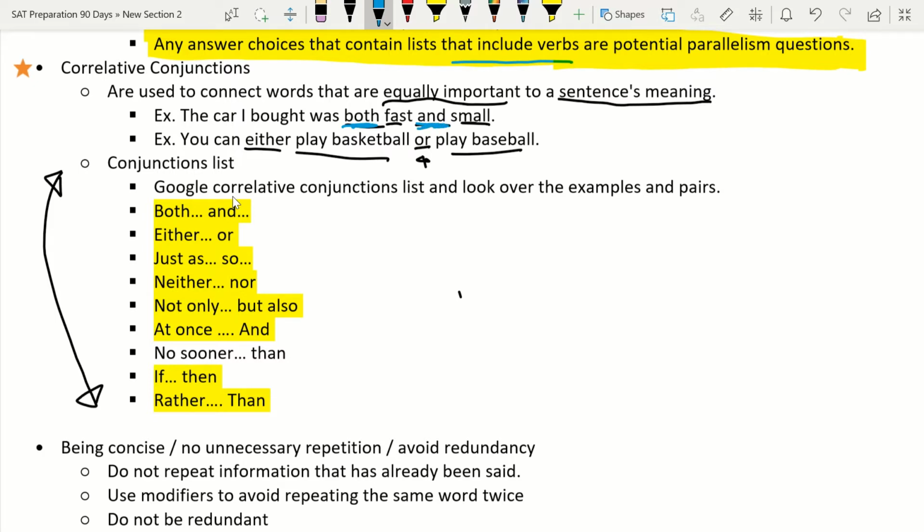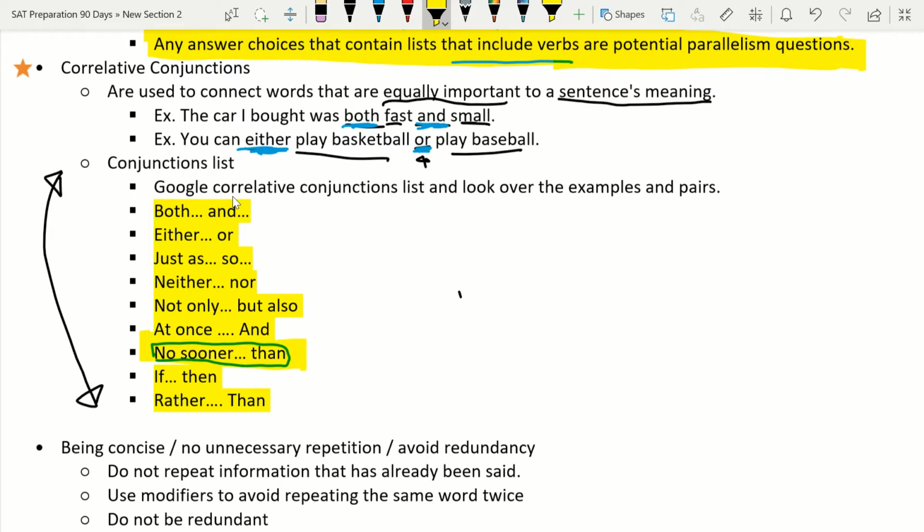Okay. Now let's look at our next example. You can either play basketball or play baseball. The correlative conjunctions there would be either and or. Now I've got my list of correlative conjunctions right here. It's highlighted, right? Obviously all of them are highlighted other than no sooner than. I don't know why that one's not highlighted, but I'll just go ahead and highlight it now.